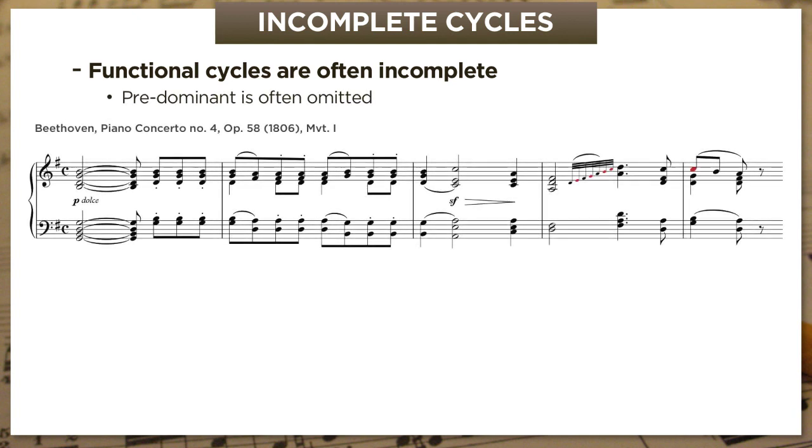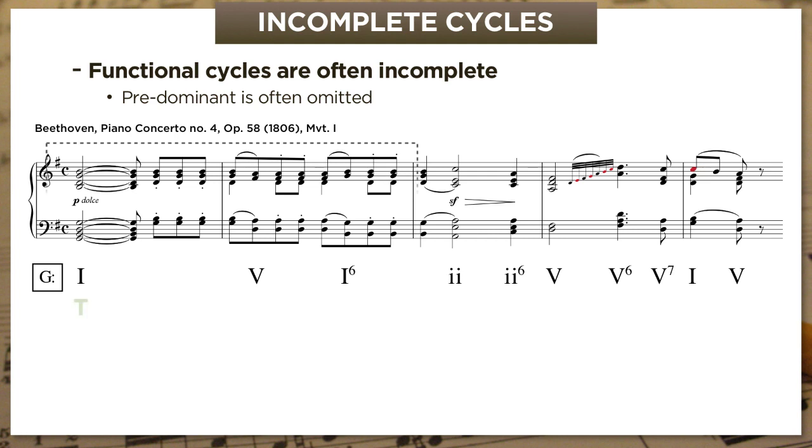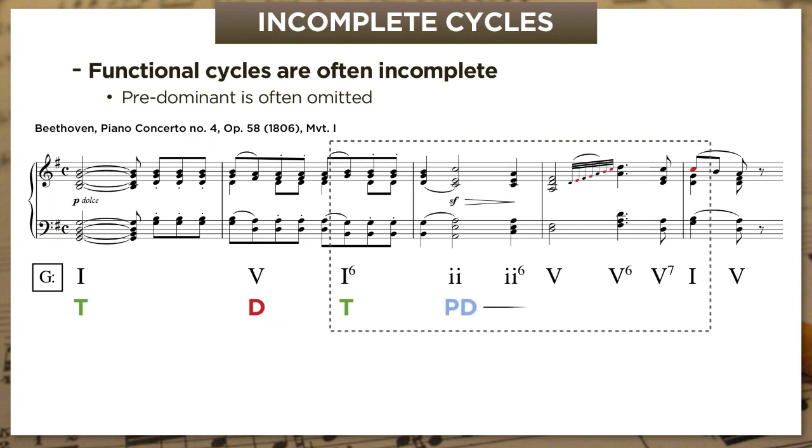We see this in the opening of Beethoven's 4th piano concerto. Now, just like in the past 2 examples, this one features several overlapping functional cycles. But the first one just has no predominant. We just go from tonic to dominant and back. And by doing this, Beethoven gets to save that very characteristic predominant sound for the second half of the phrase, where he takes the trouble to make it pop with a sforzando and a syncopation. So listen for that when I play the example.